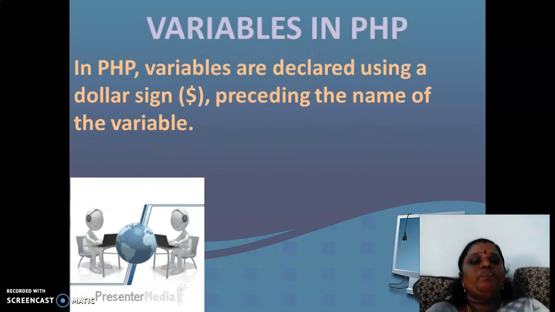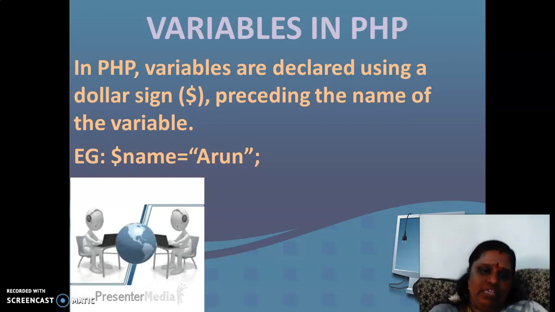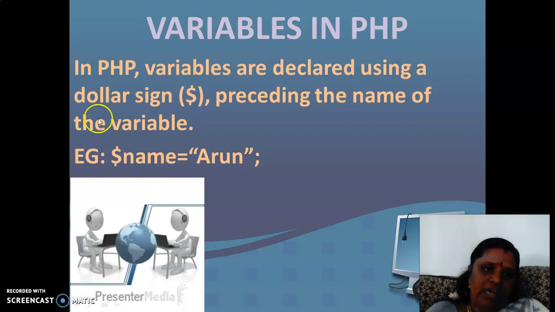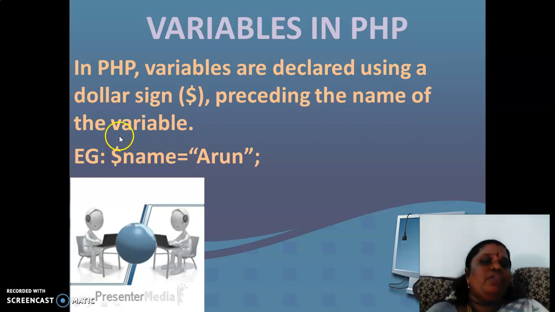In PHP, variables are declared using the $ sign preceding the name. So before giving the name, it should be declared with the dollar symbol. For example, $name = Arun. You want to declare the name like this. This $name is called the variable name, and this Arun is the value. If you are not giving $name, it will not be taken as a variable.